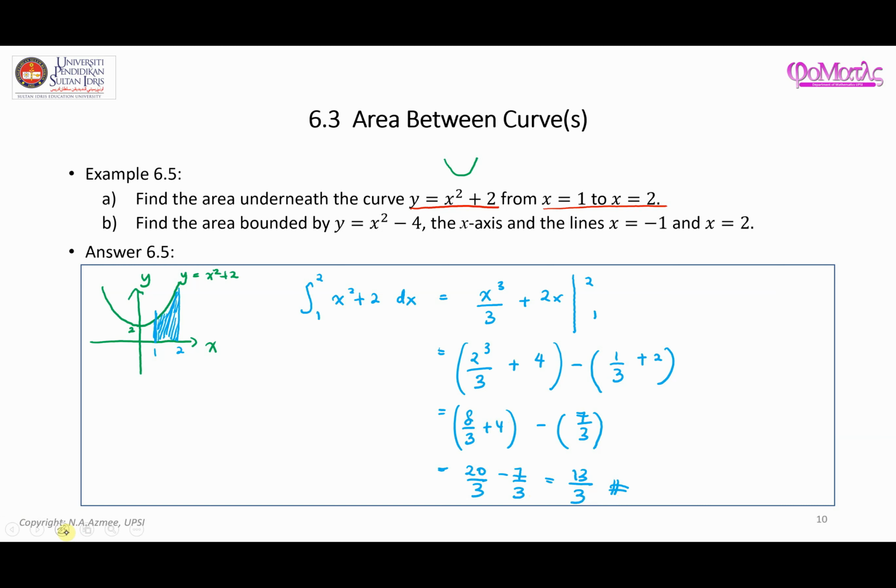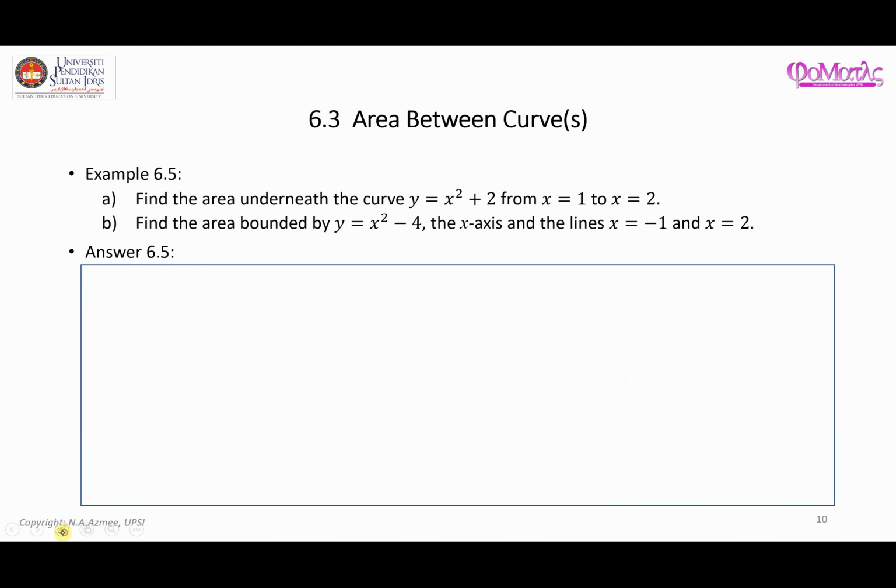Okay, next we are going to move on to the second question. I'm going to erase all ink on this slide here. For this one, we are going to find the area bounded by the curve y equals x squared minus 4, the x-axis, and the lines x equals negative 1 and x equals 2.